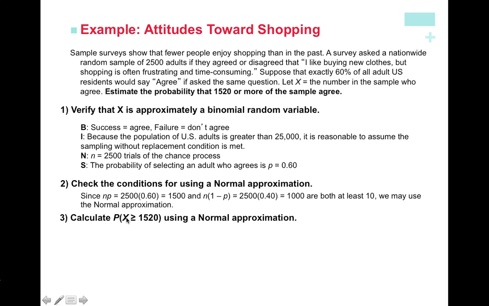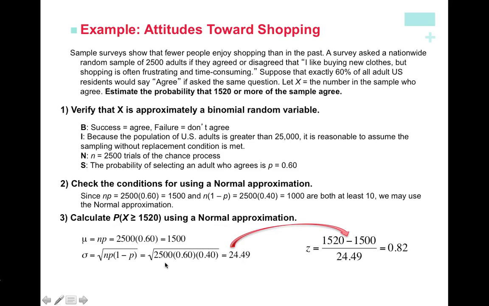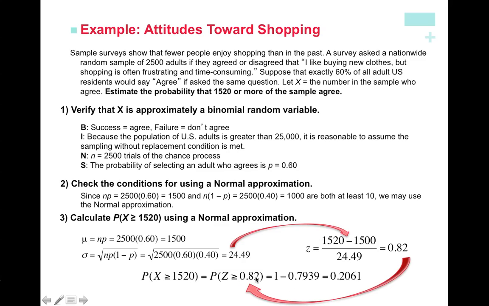So probability that x is greater than or equal to 1520, we need the mean and the standard deviation. We draw a bell curve, ladies and gentlemen, and using a z-score, we find the z-score is 0.82. We can look that up in the table. We look up 0.82, we get 0.7939. That tells us the probability that's less than 0.82. That's how we use our table. We do 1 minus that for a probability of 0.2061. And remember, ladies and gentlemen, we could use our graphing calculator to do this same normal distribution calculation.